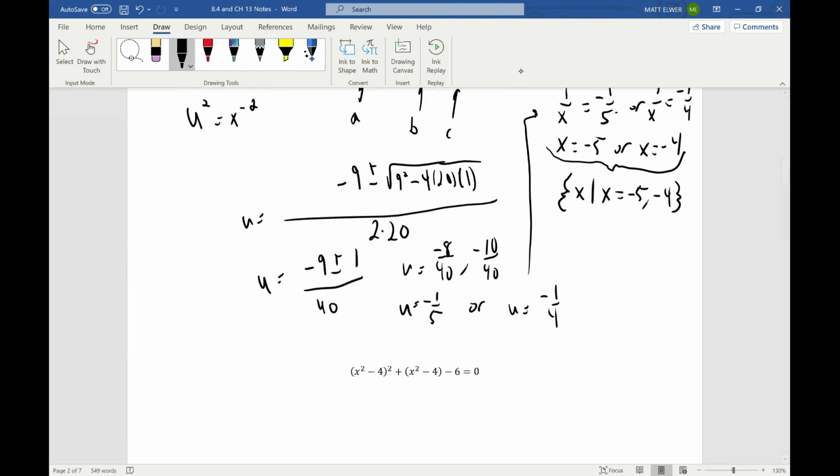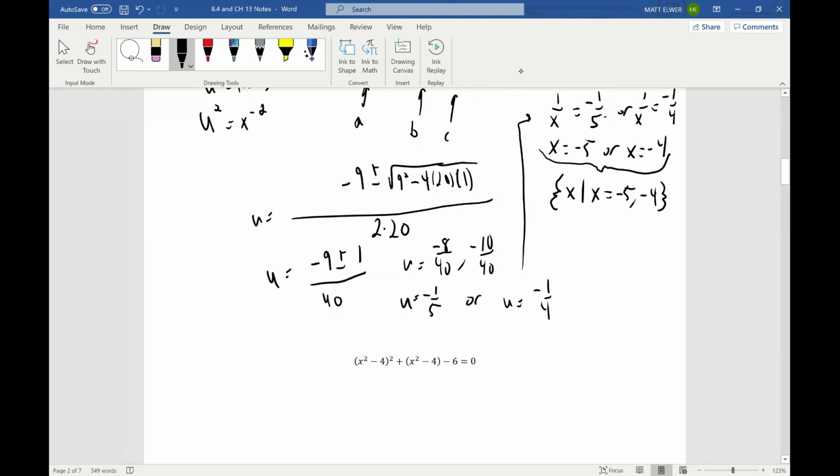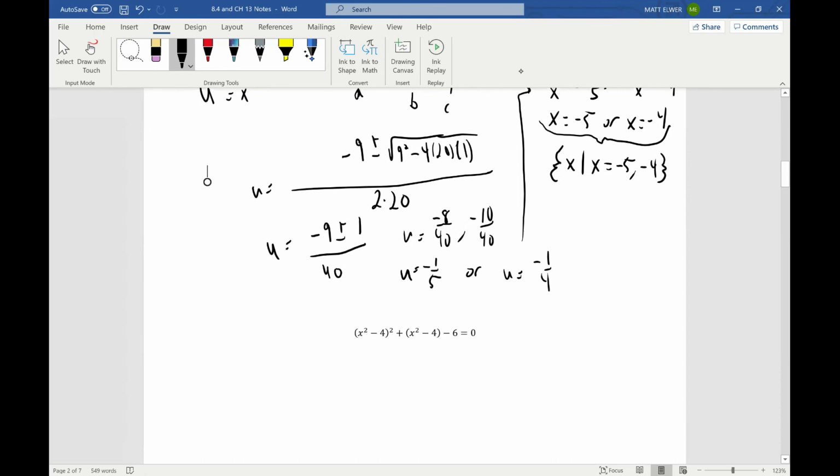Okay, so we can do a similar thing on this next one. Notice how it's been grouped really nicely for us. We have something squared here, and we have just something here, and minus 6 equals 0. So we have this in sort of a quadratic equation.